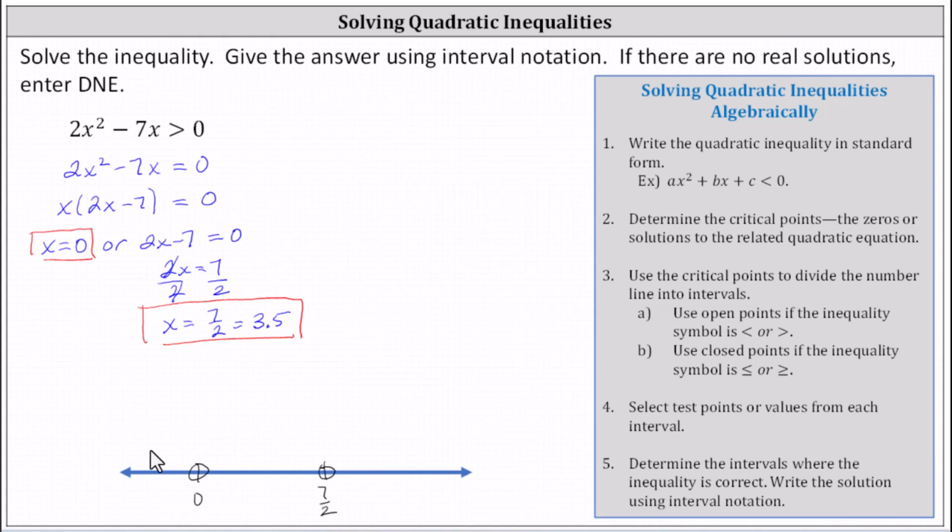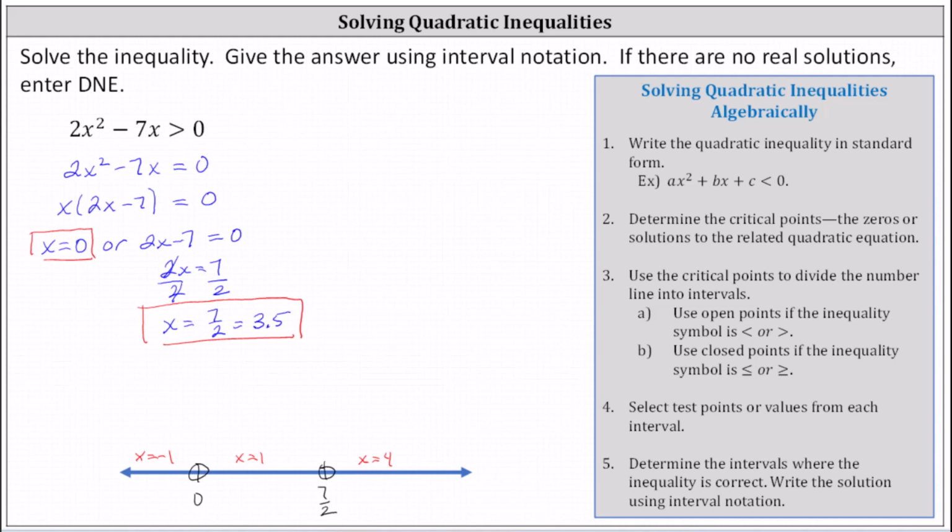On the left, let's use x equals -1. In the middle, we'll use x equals 1. On the right, we'll use x equals 4. And now we sub these values into the original inequality to see whether they produce a true or false inequality. If the inequality is true at the test value, the entire interval is true and part of the solution. If the inequality is false at the test value, then the entire interval is false and not part of the solution. We can use the inequality in the original form or factored form.